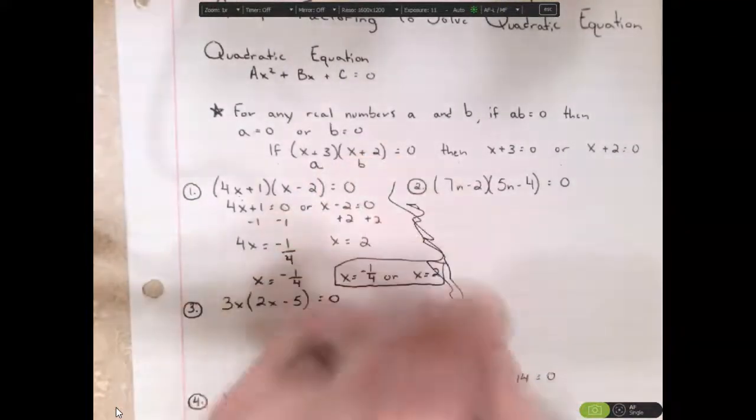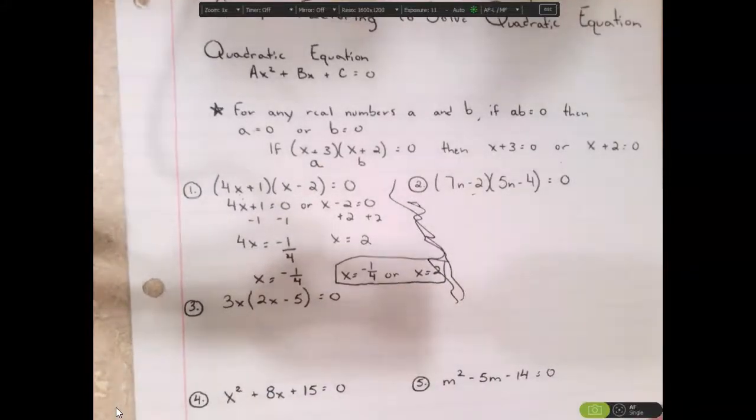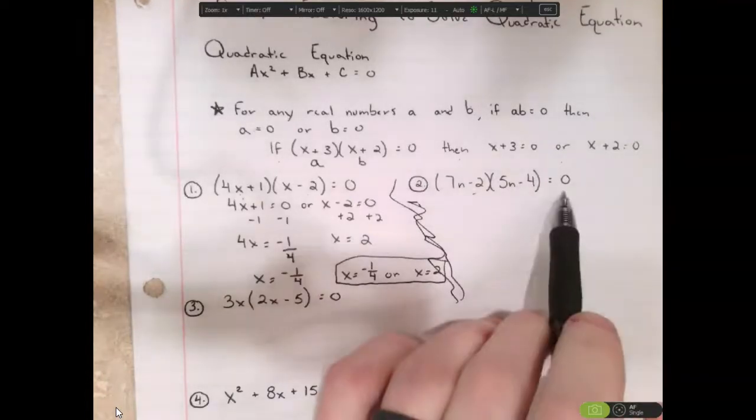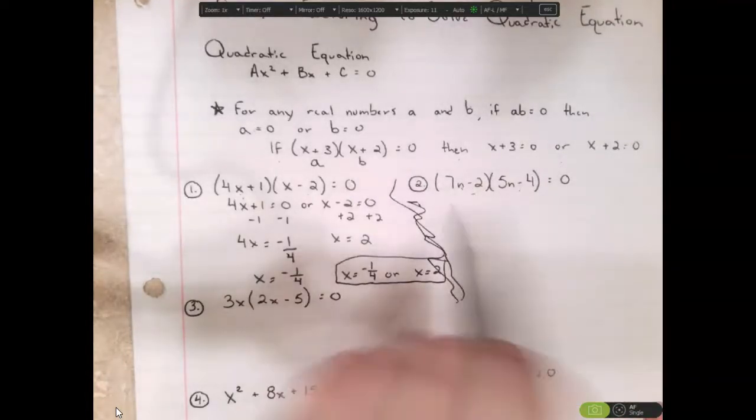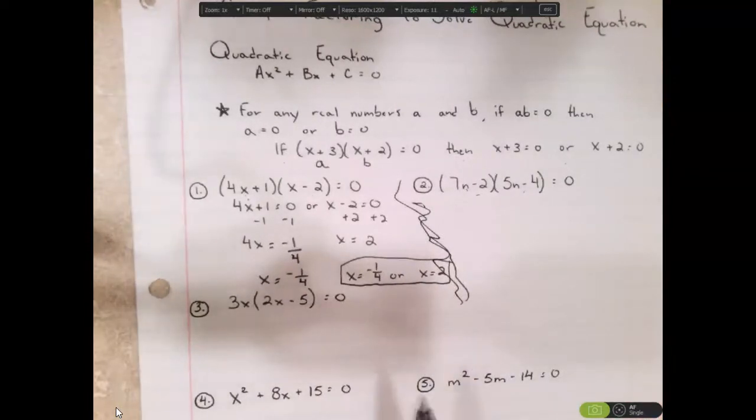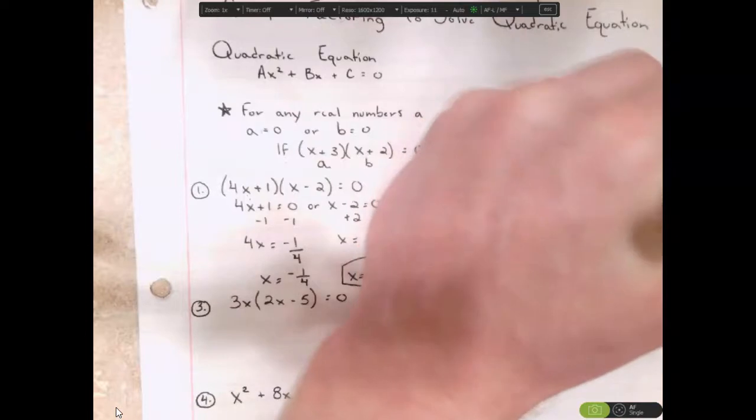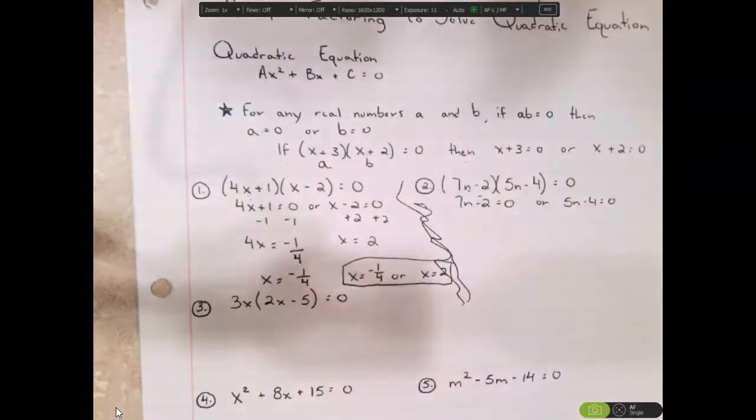Moving on to number 2. Kind of keep our work separated here. We have 7n minus 2, 5n minus 4 equals 0. Same thing we did on number 1. It's equal to 0, so I know one of these quantities has to be 0. Well, I want to find out what is the other quantity that I have. So 7n minus 2 equals 0, or 5n minus 4 equals 0.